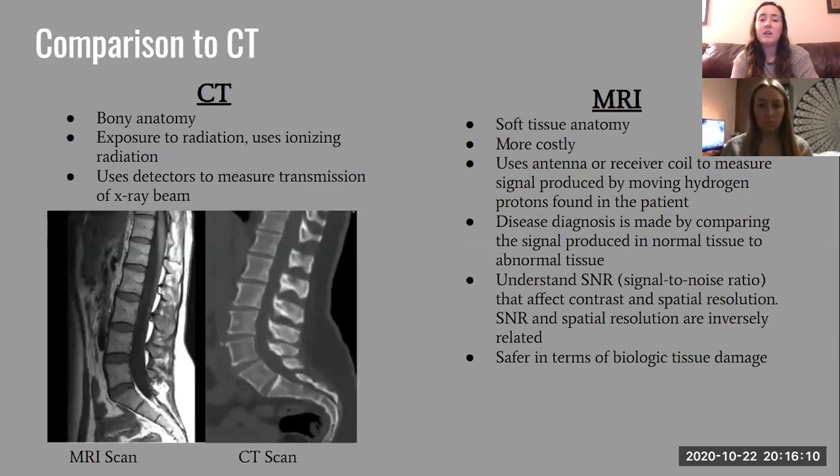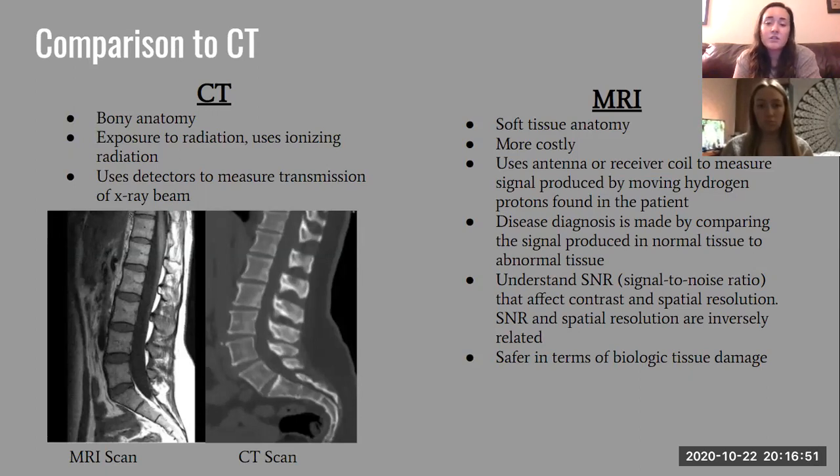To compare CT and MRI, CT shows more of a bony anatomy and exposure to radiation. It uses ionizing radiation and uses detectors to measure transmission of the X-ray beam. MRI, on the other hand, shows soft tissue anatomy. It's more costly. It uses antenna or receiver coils to produce a signal by moving hydrogen protons found in the patient. And disease diagnosis is made by comparing the signal produced in normal tissue to abnormal tissue.